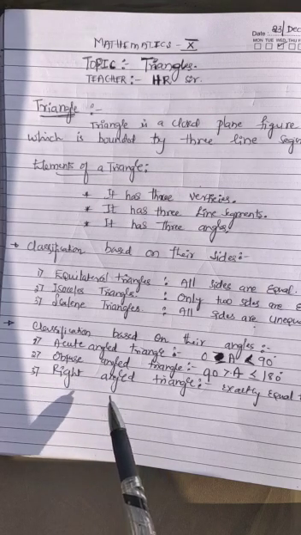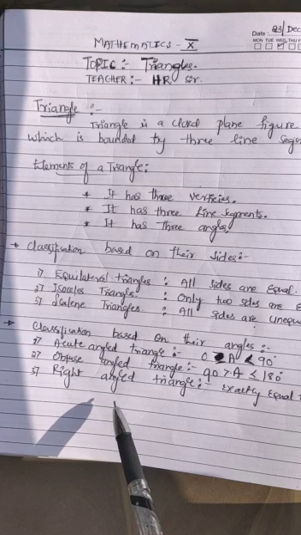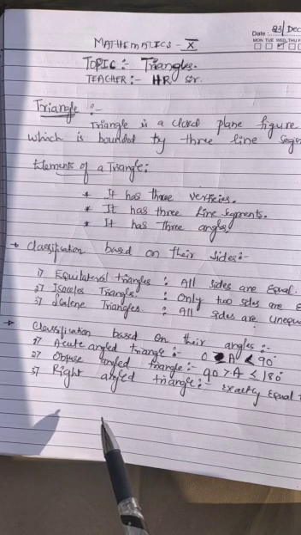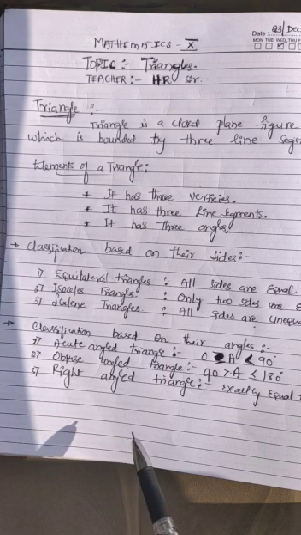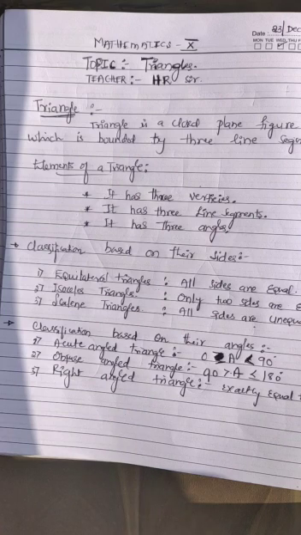In a right angle triangle, any one of the angles measures exactly 90 degrees. So we know that in a right angle triangle, if one angle measures 90 degrees, then the other two angles must be acute angles, right? So these are the types of triangles, right?